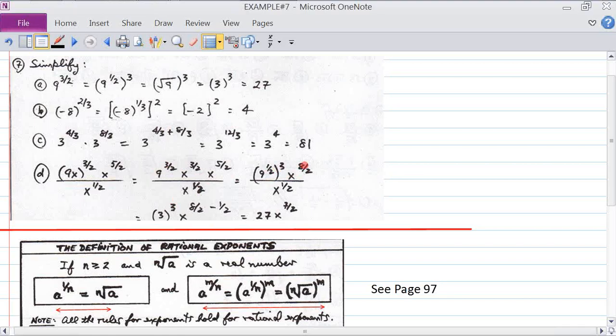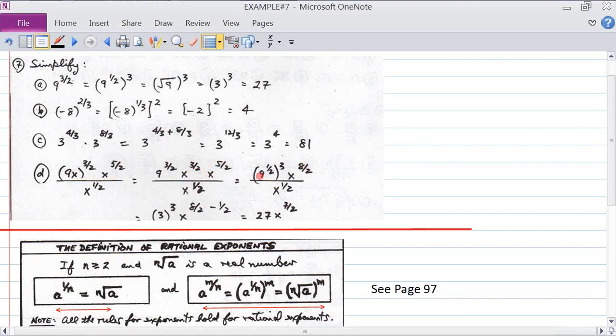And now what happens is, how do I get x to the 8/2? Well, I add 3 plus 5. 3/2 plus 5/2 gives me x to the 8/2, and this is x to the 1/2. So I broke this part into this. I added the 3/2 plus the 5/2, which gives me 8/2. When I multiply these two together, I add the powers.